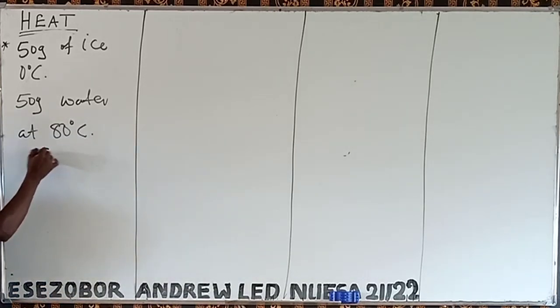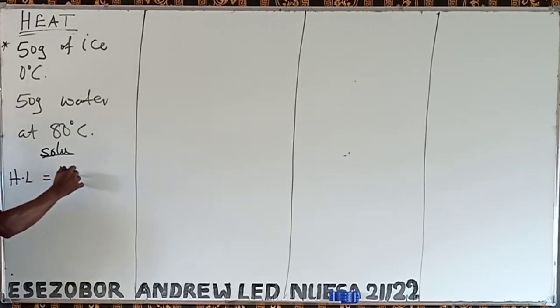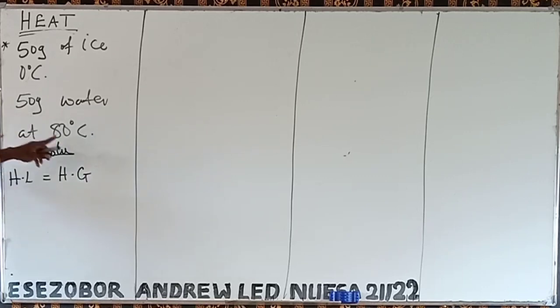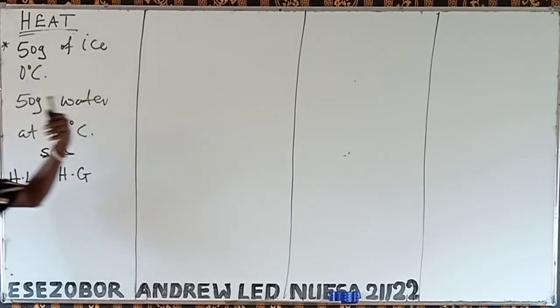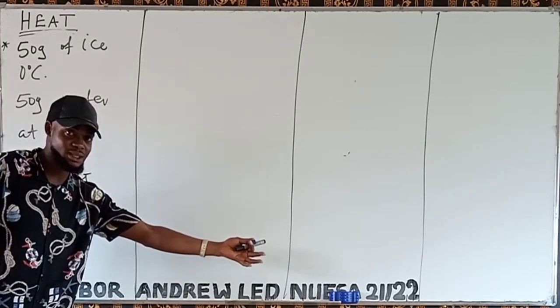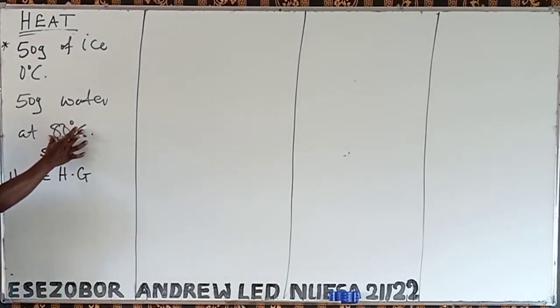Alright, let's go with this solution. Remember we have ice, and we have water at 80 degrees Celsius. Remember, heat loss will be equal to heat gain. Now which one will be losing heat? Remember I told you, the one at a higher temperature will be losing heat. So this one is at a higher temperature, so this one will be losing heat.